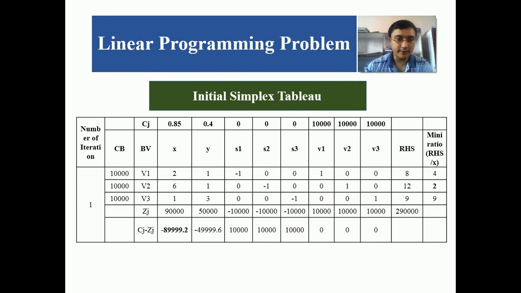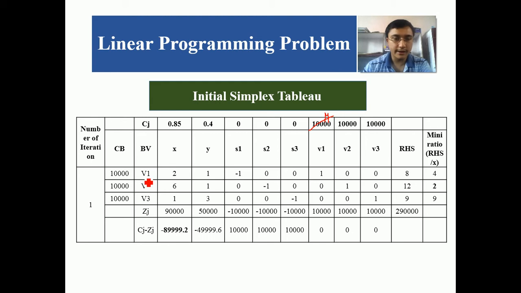Initial simplex table. The simplex table has been filled from the information from the standard LPP. Here Cj equals the coefficient of the objective function: 0.85, 0.4, 0, 0, 0, 10,000, 10,000, 10,000. In place of 10,000 we can see M, M, M. BB equals basic variable, CB equals coefficient of basic variable.